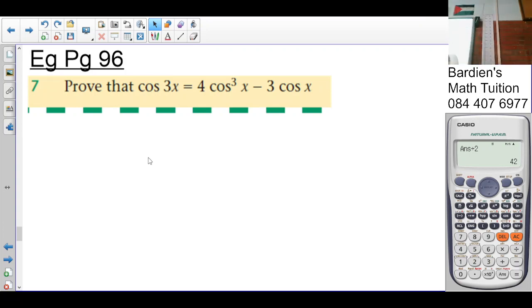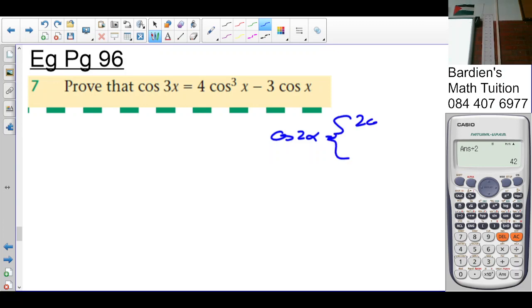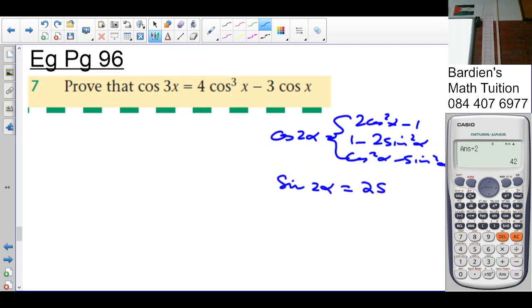So let's look at this quickly. Remember from the last lesson, we had cos 2 alpha. Cos 2 alpha could be written as 2 cos squared alpha minus 1, 1 minus 2 sine squared alpha, and cos squared alpha minus sine squared alpha. Then we also got the other rule, which is sine 2 alpha can be written as 2 sine alpha cos alpha. Not so?